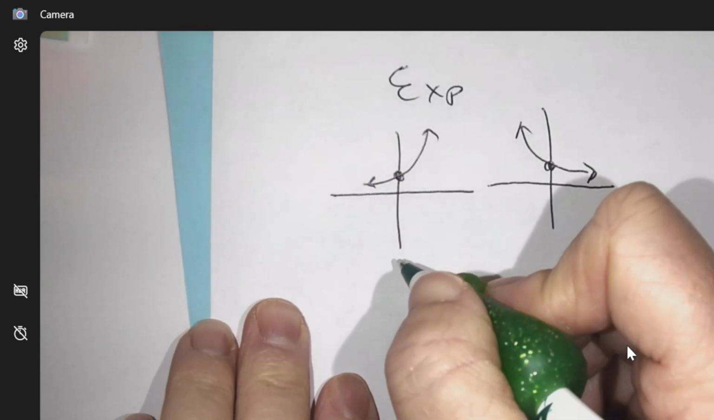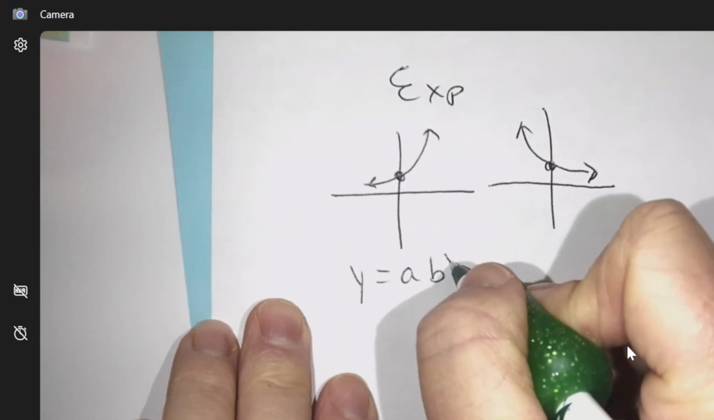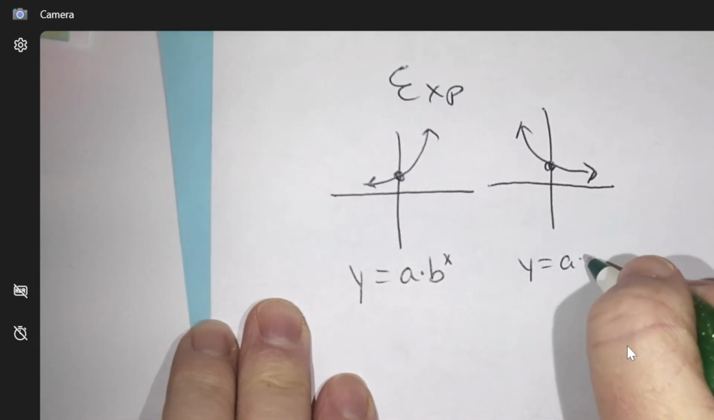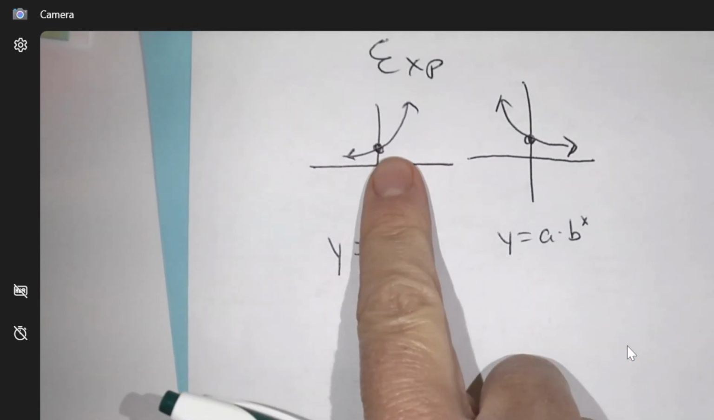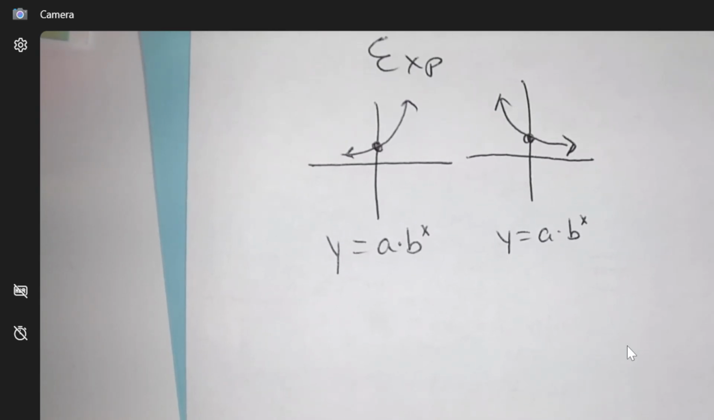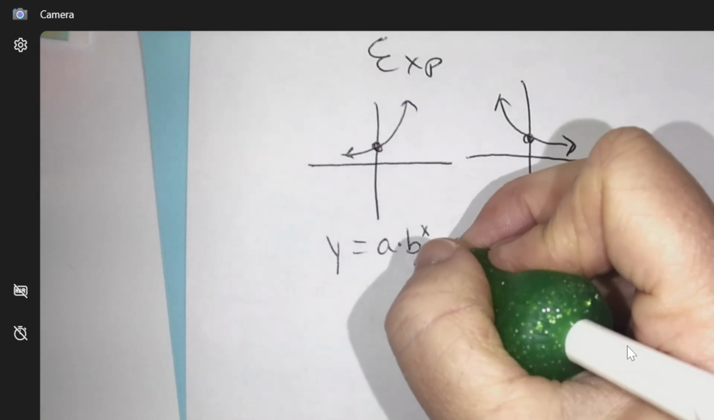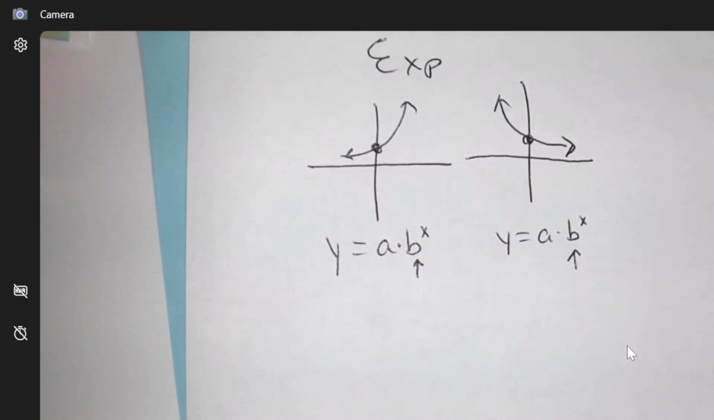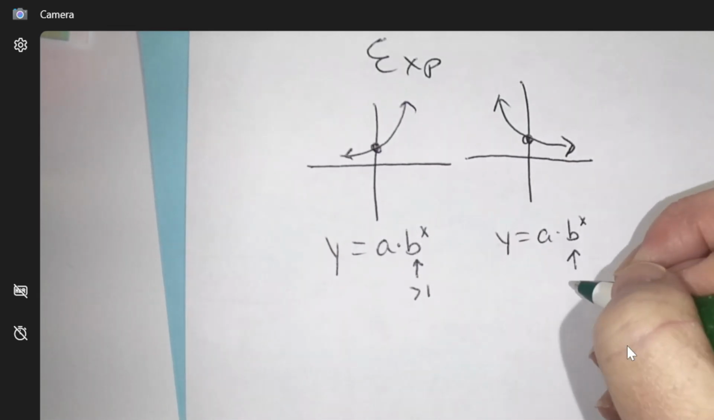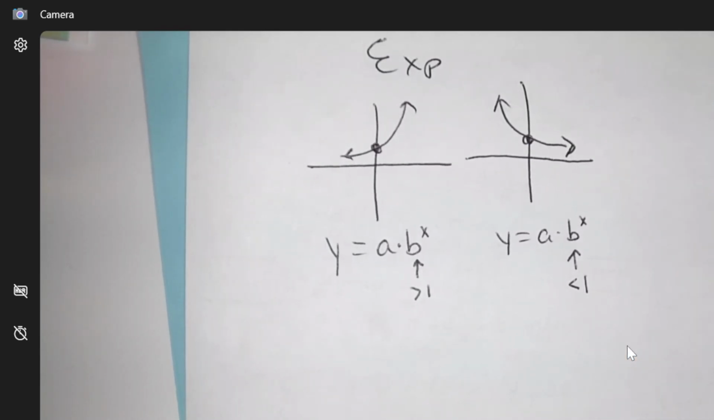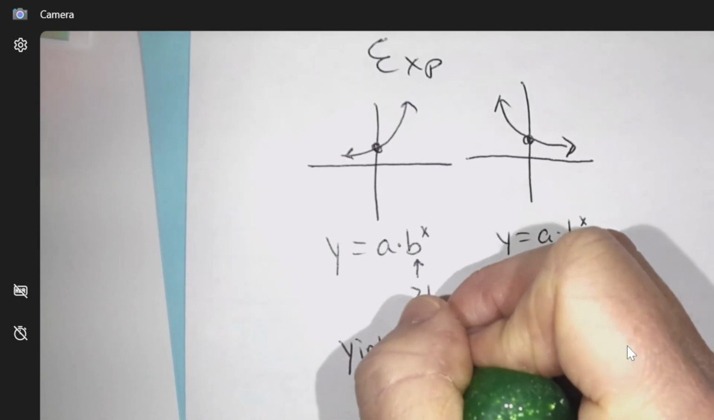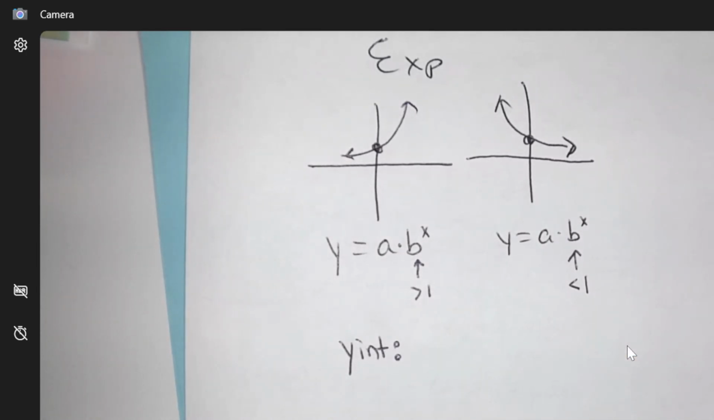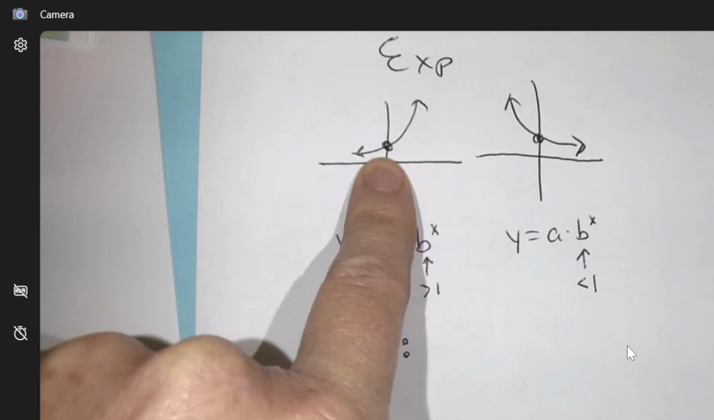Negative. So this one is growing and this one is decreasing. What's the difference? This number is what? Greater than 1 growing, less than 1 decreasing. Okay? What's that y-intercept value at? 1.